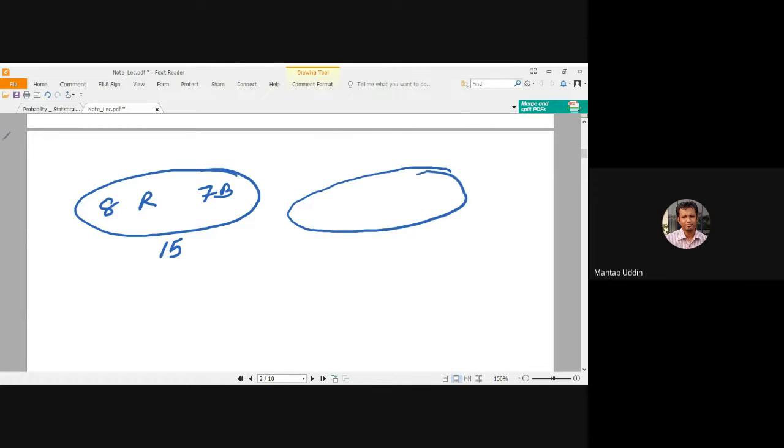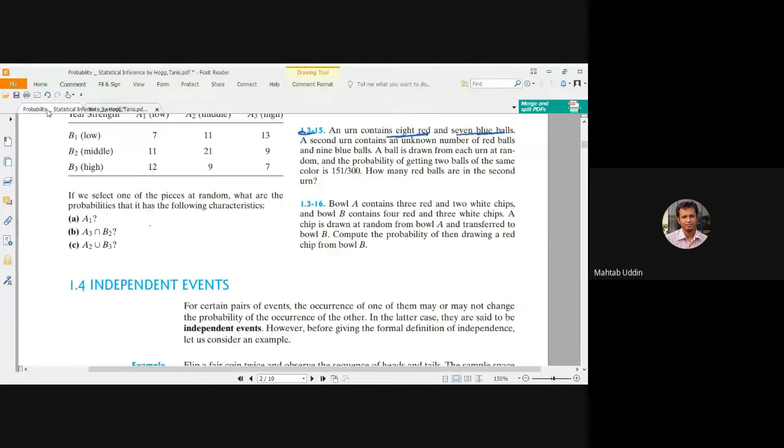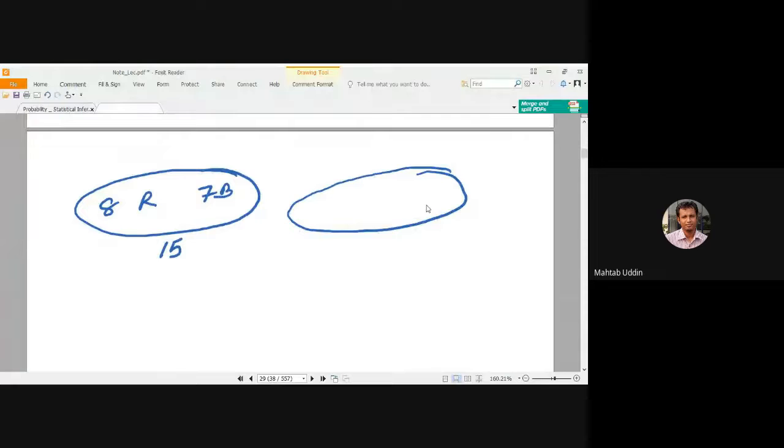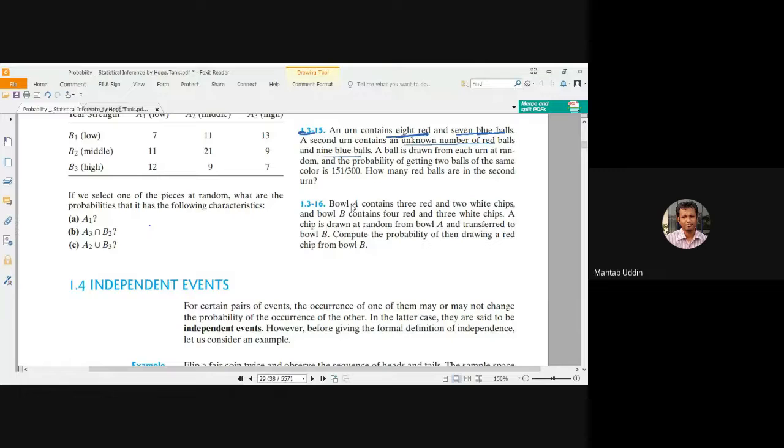And the second urn contains an unknown number of red balls. We don't know the number of red, and 9 blue. So let us consider x number of red, and 9 number of blues. So how many in total? x plus 9. Okay. So we don't know what is x.